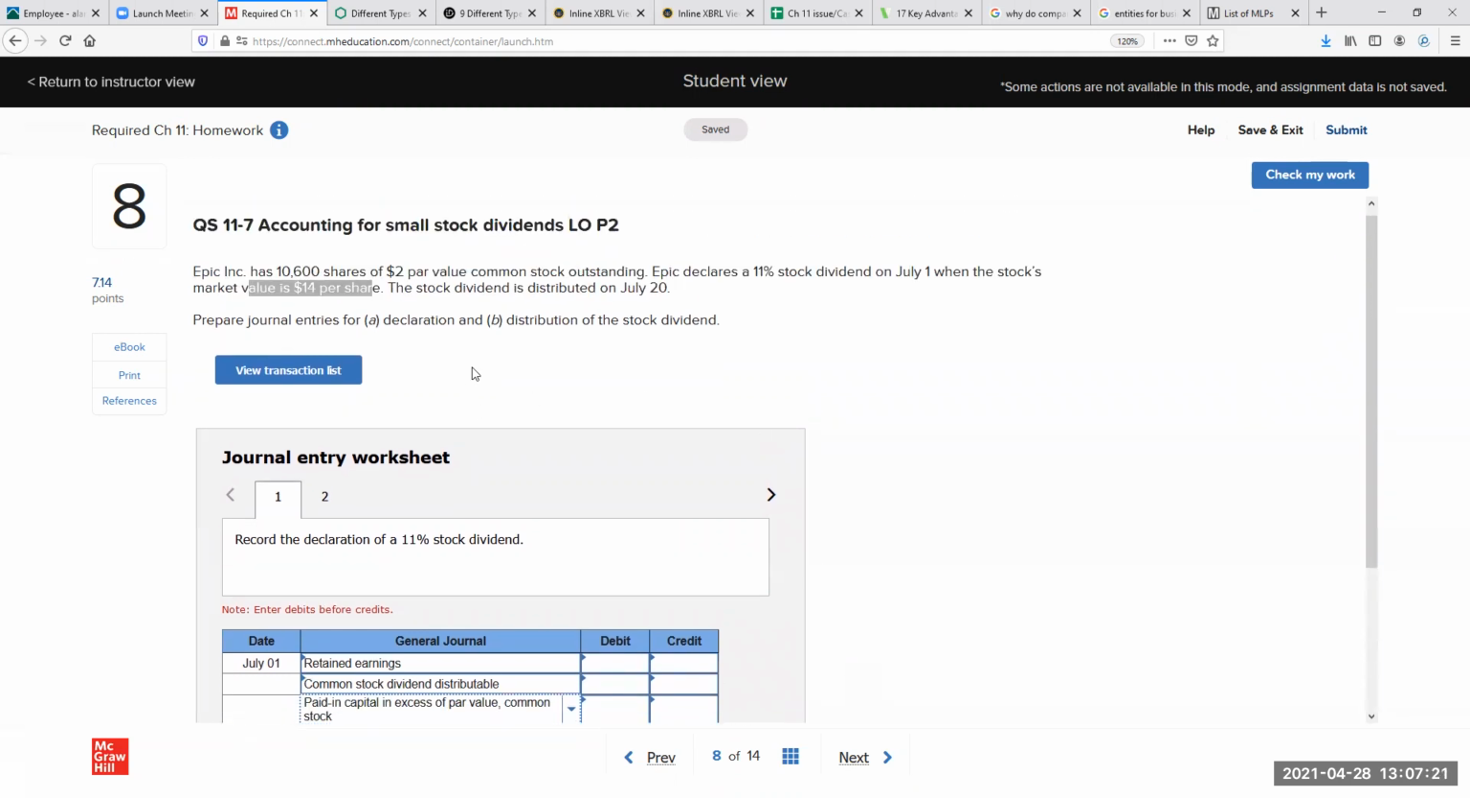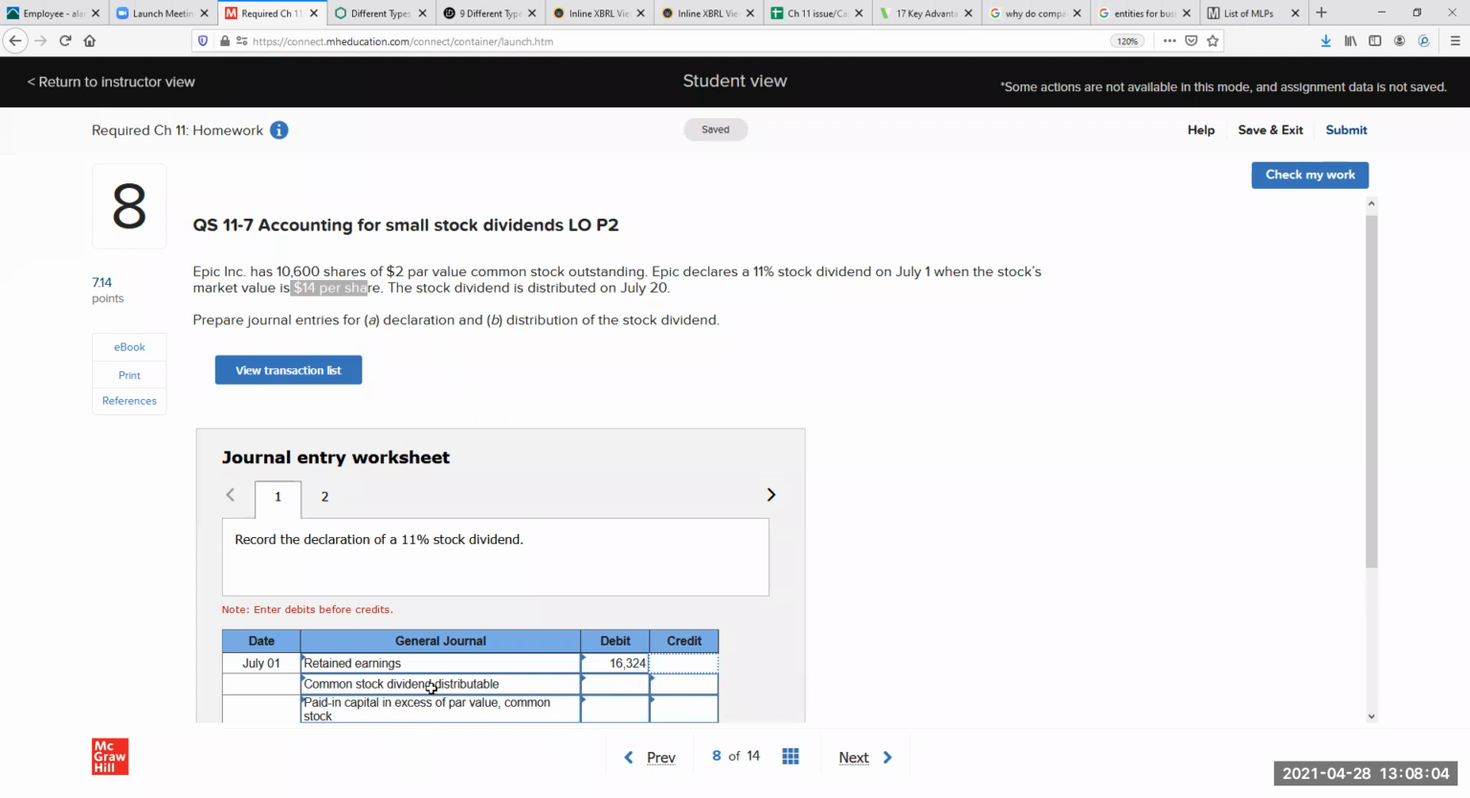Now let's see how we get the numbers. You've got 10,600 shares and you declare an 11% dividend. So 10,600 times 0.11 is equal to 1,166 shares. Well, what are those shares worth? What can they go sell them for? $14. So 1,166 shares worth $14 is $16,324. That's essentially what you're giving to the stockholders.